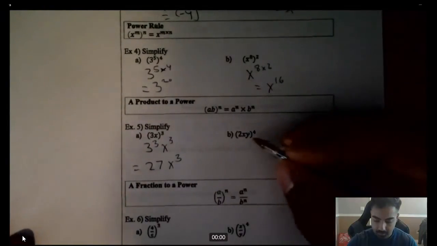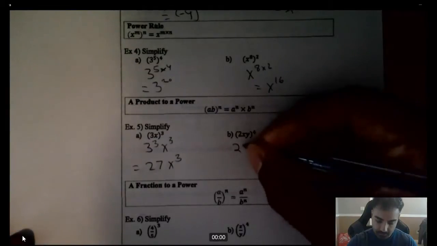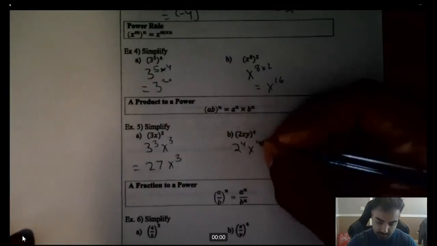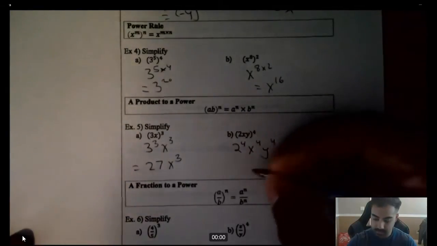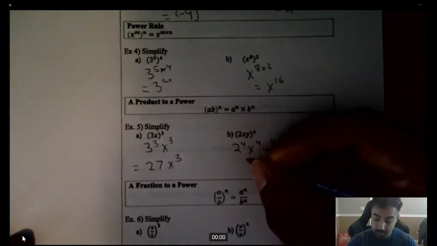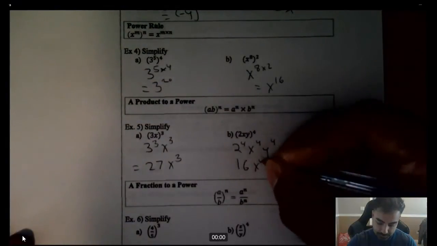Okay. Here do the same thing. So distribute the exponent inside to each variable or coefficient. So here I'm putting the 4 onto everything inside. So here the variables you have to leave. 2 to the power of 4 is going to be 2 times 2, which is 4, times 2 is 8, times 2 is 16. Okay.